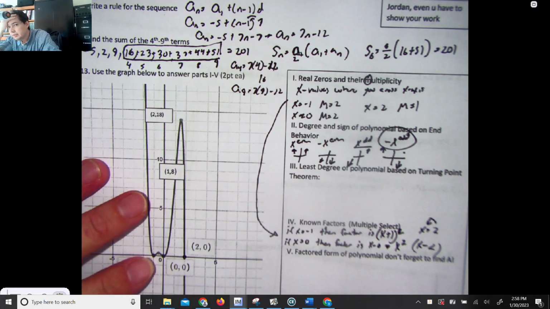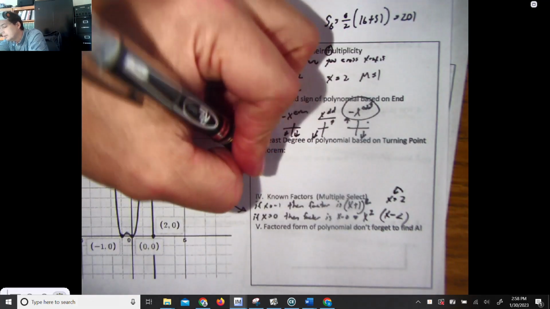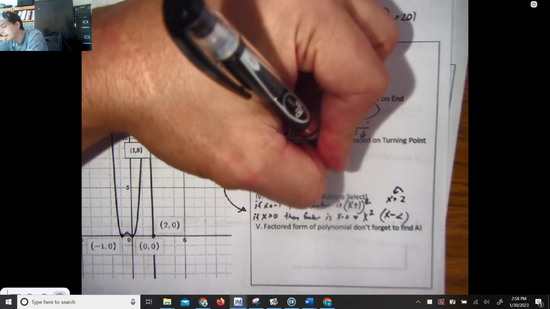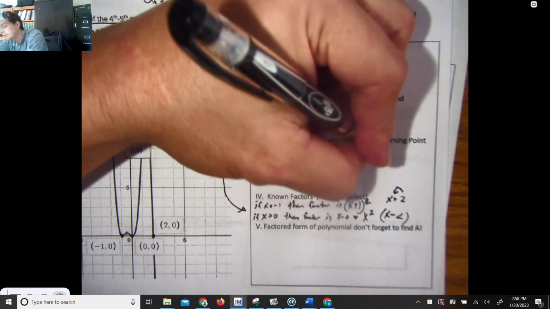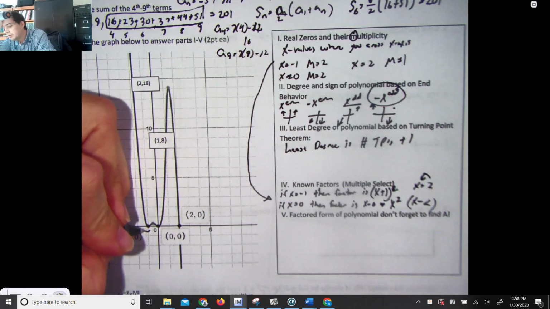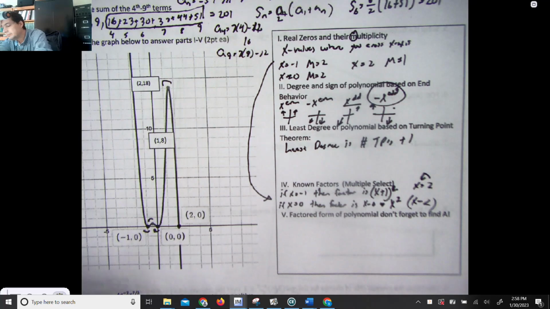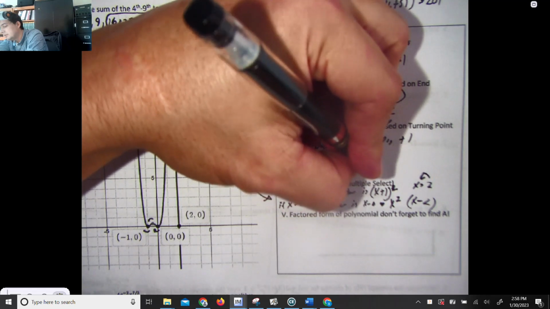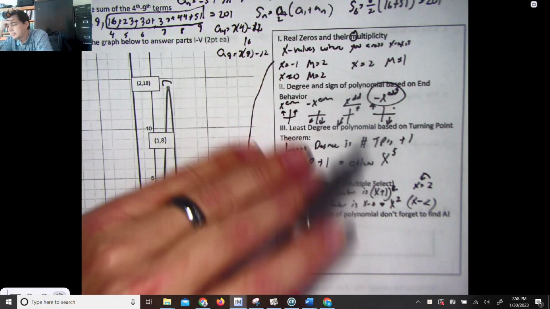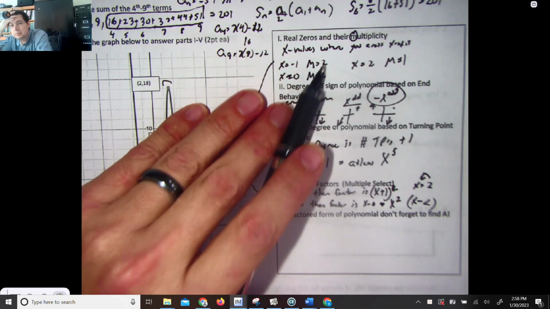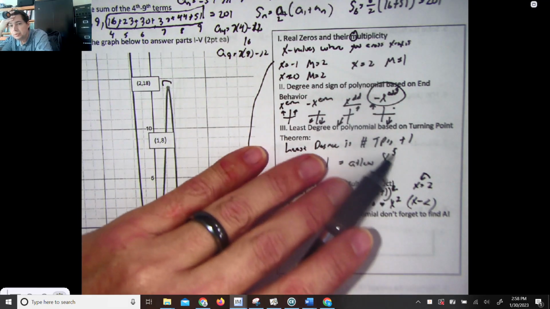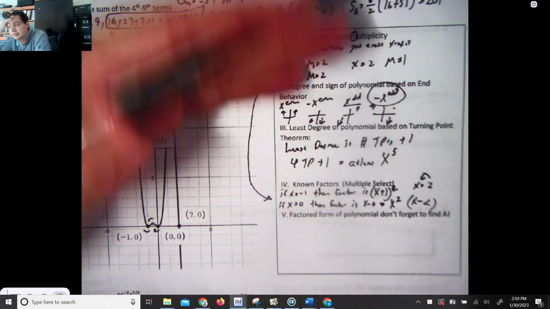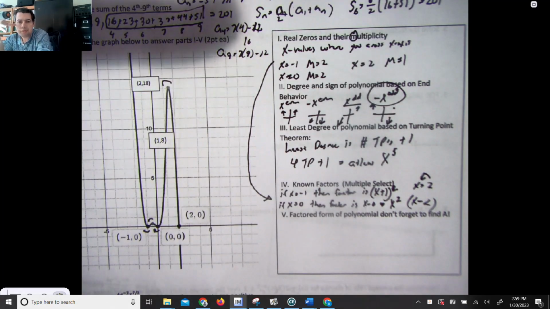Part 3, least degree of the polynomial based on turning points. The least degree is the number of turning points plus 1. This bad boy has 1, 2, 3, 4 turning points. Take your 4 turning points, you add 1, you get at least x to the 5th. So look back at what you have up here. 2 plus 2 plus 1 is 5. Those usually correspond. 5 was an odd number. These 3 pieces always reinforce each other.